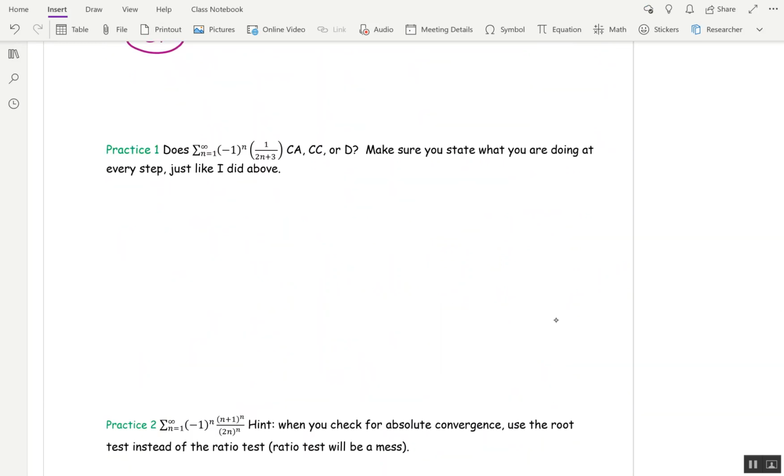For the first one, the first thing you're going to do is check for absolute convergence and write down what you're doing. So you're going to check 1 over 2n plus 3. Now you can use any test you want. You could use comparison, or you could use limit comparison. Either one is going to show you that that series diverges. It diverges because it looks like 1 over n. So use limit comparison with 1 over n or comparison.